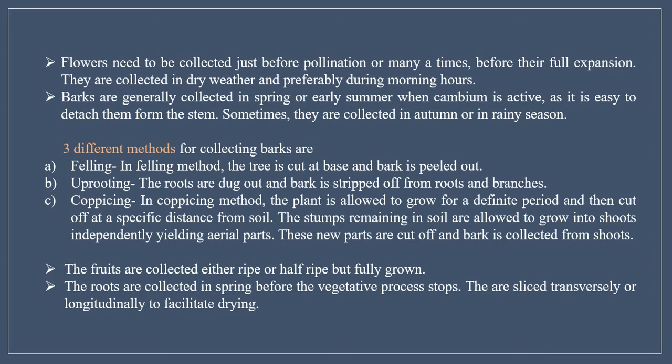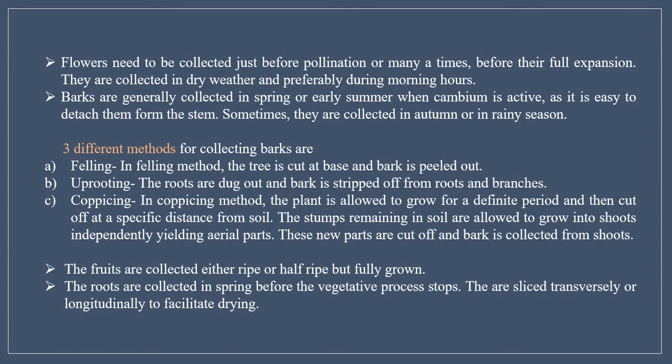First method is felling. In the felling method, the tree is cut from the base and the bark is peeled out from the tree. Second method is uprooting. In this, the roots of the plant are dug out and the bark is stripped off from the roots as well as branches.